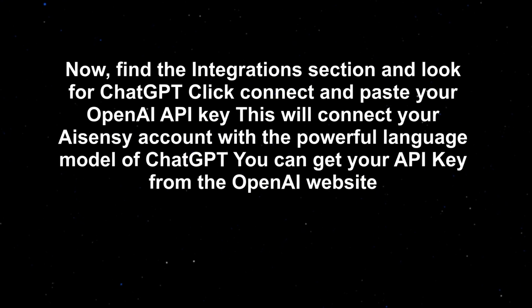Now, find the integration section and look for ChatGPT. Click Connect and paste your OpenAI API key. This will connect your Aisensy account with the powerful language model of ChatGPT. You can get your API key from the OpenAI website.